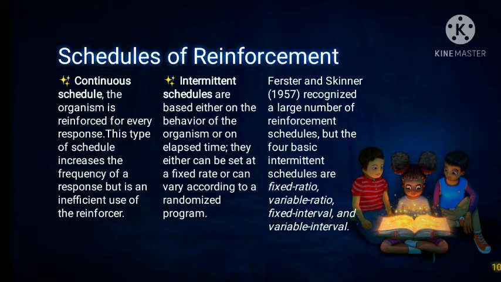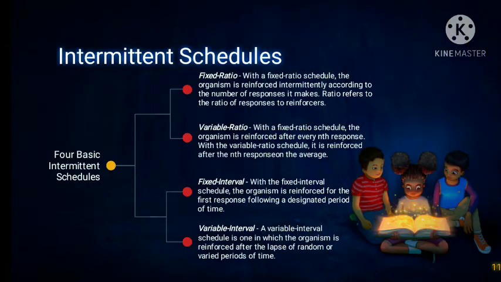Then daghan og reinforcement schedules ang na-recognize nila Forster and Skinner. Pero naay upat ka basic intermittent schedules which are the fixed ratio, variable ratio, fixed interval, and variable interval. Fixed ratio. With a fixed ratio schedule, the organism is reinforced intermittently according to the number of responses it makes. Ratio refers to the ratio of responses to reinforcers.